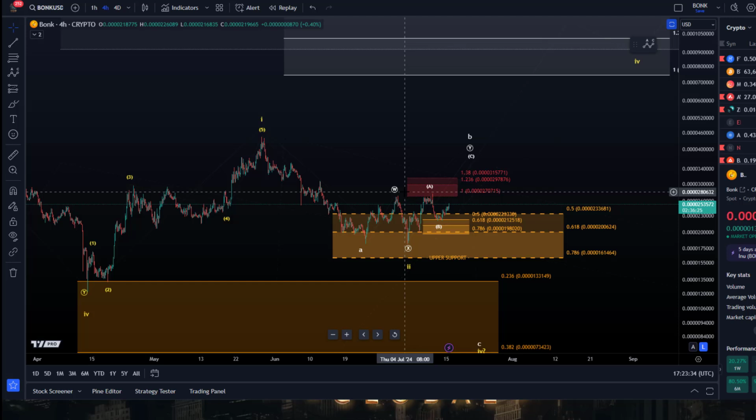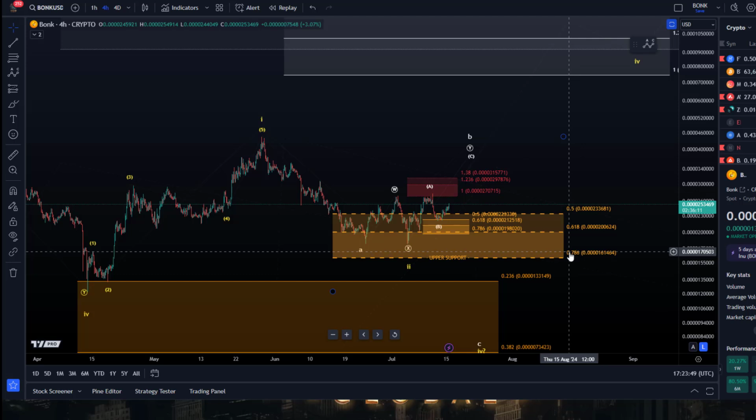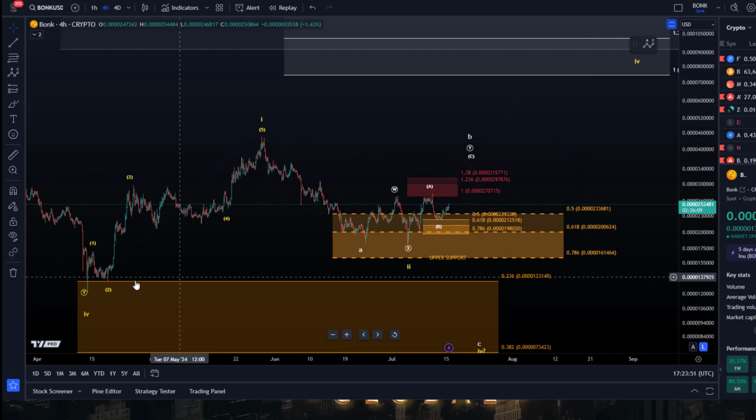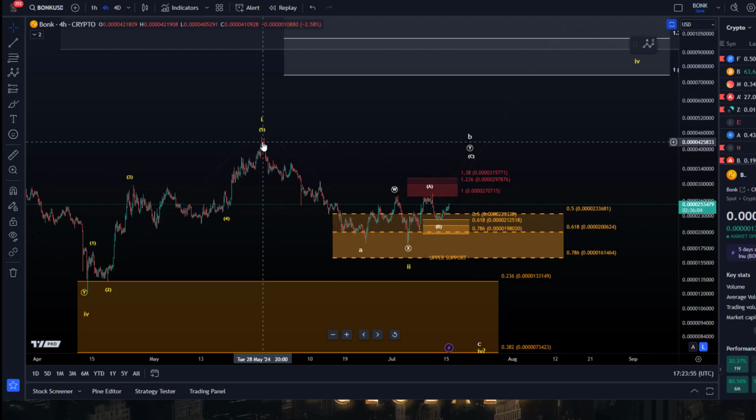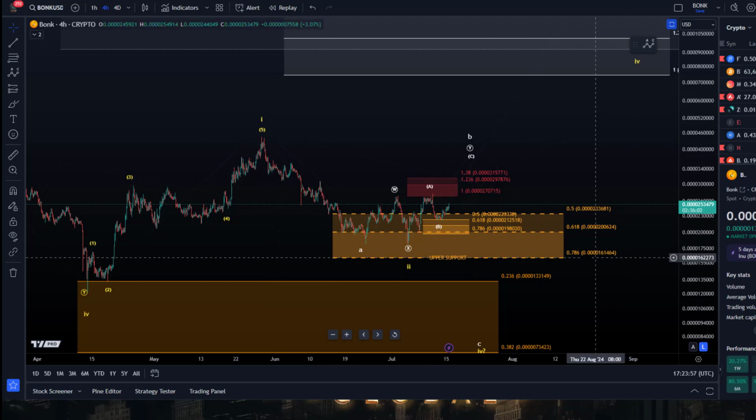So the micro support area was already mentioned, and this micro support area, however, is in the larger support region, which is, in case we break below, for example, 198020, well, there's still the main support level here at the 78.6 Fib level of the rally that happened between the 13th of April and the 28th of May. And that's at 161464. So as long as we're holding that, I would focus on higher.